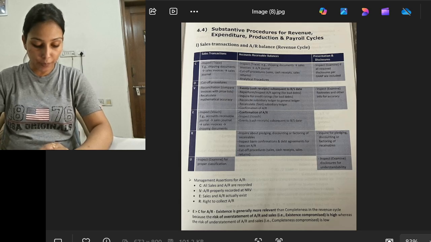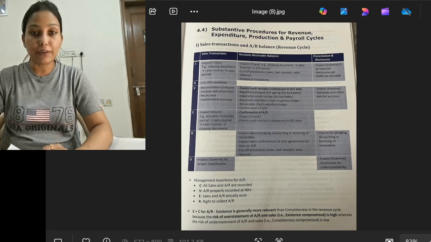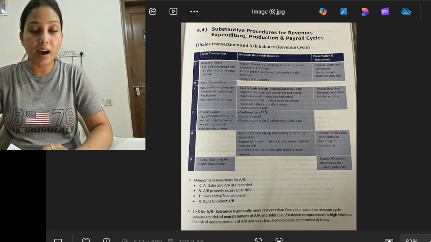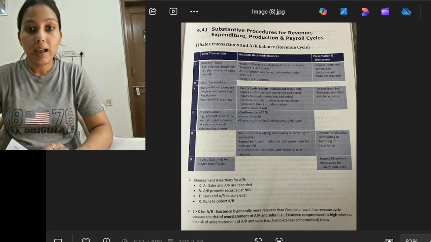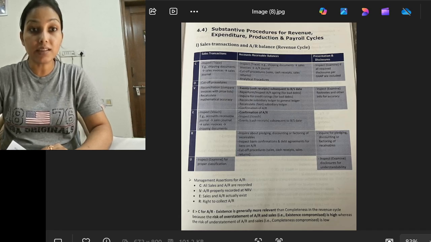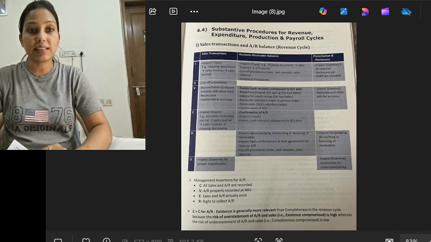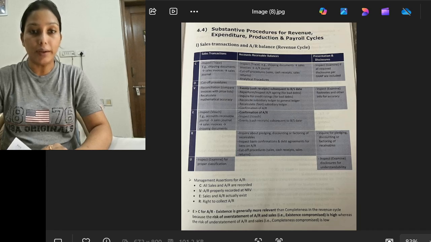So here, if we talk about the assertions, the major assertions were completeness, valuation, existence, and rights. In completeness, we verified whether all sales and AR are recorded or not. In valuation, whether accounts receivable are properly valued or not. In existence, whether sales and accounts receivable exist or not. And in rights, whether the right to collect AR is with the management or not. So these four are the major assertions associated with sales and AR, and they are more focused on while auditing.